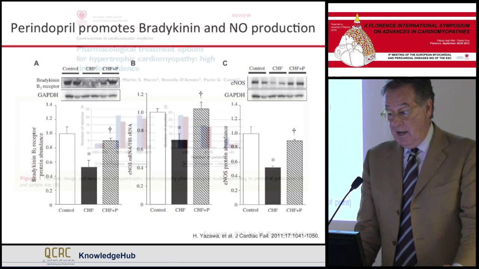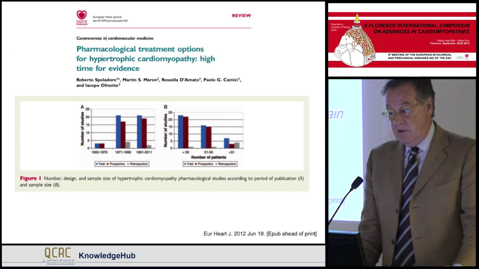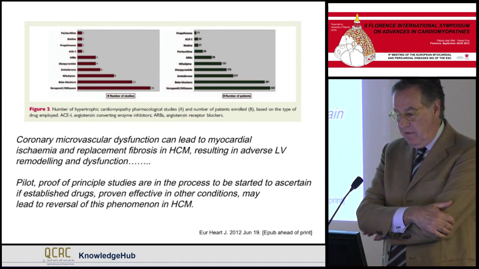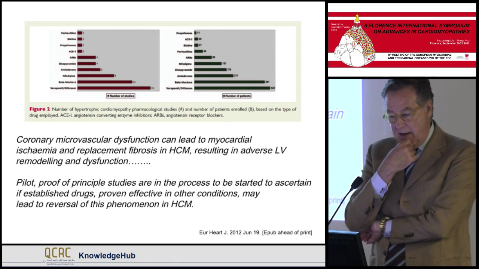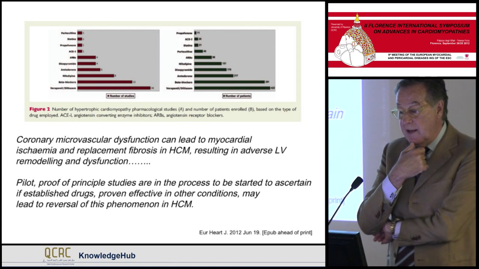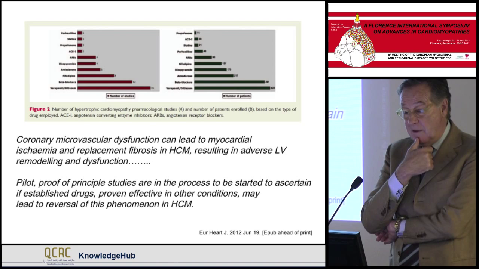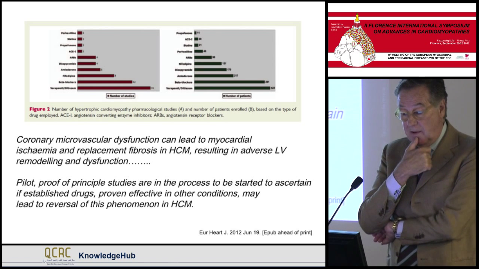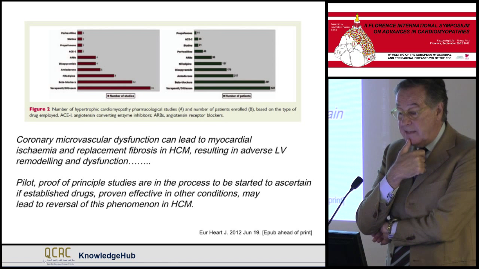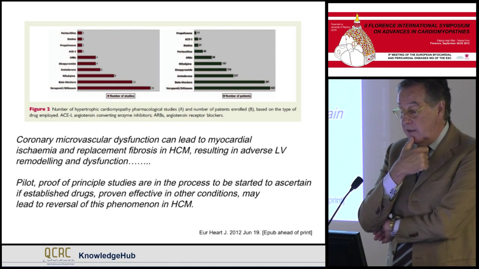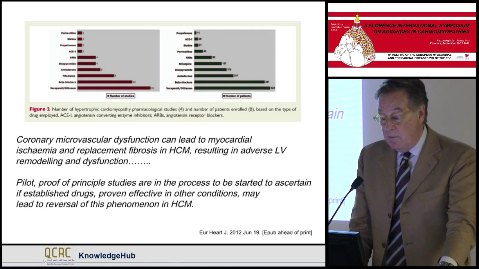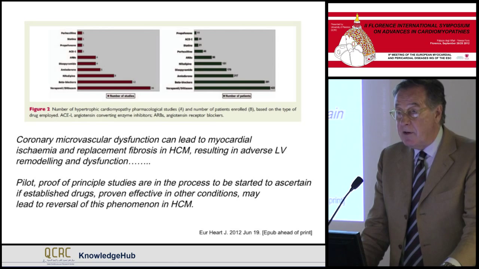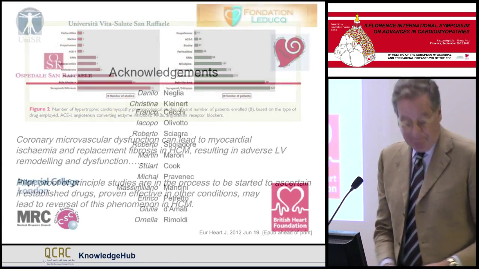but we shall see. And I think I will stop here, but taking this wording from a recent review we wrote with Jacopo and Roberto: coronary microvascular dysfunction can lead to myocardial ischemia and replacement fibrosis in OCA, resulting in adverse LV remodeling and dysfunction. Pilot proof of principle studies are in the process of being started to ascertain if established drugs, proven effective in other conditions, may lead to reversal of this phenomenon in hypertrophic cardiomyopathy. Thank you very much indeed.